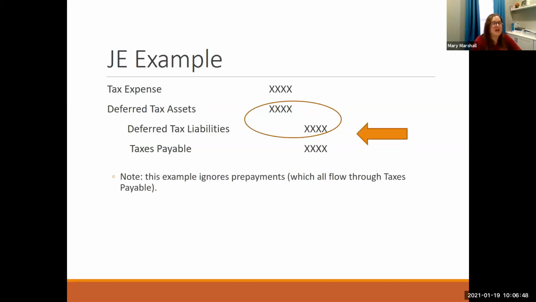Taxes payable, we do with the tax return. We figure out what we actually need to pay. And then tax expense is a plug. We can't actually just apply a percentage to come up with book tax expense. And that goes on the income statement.